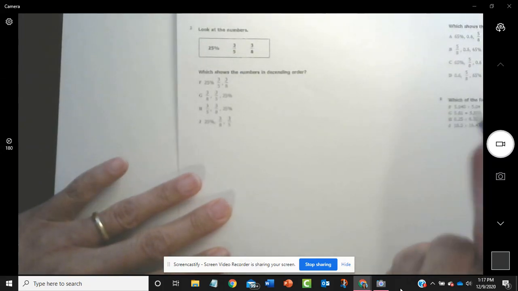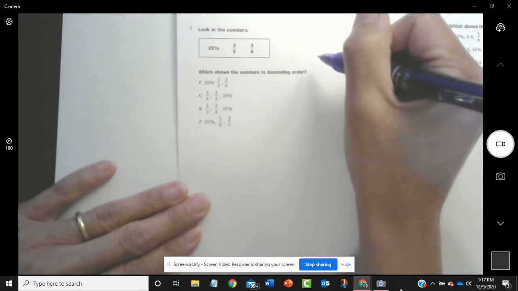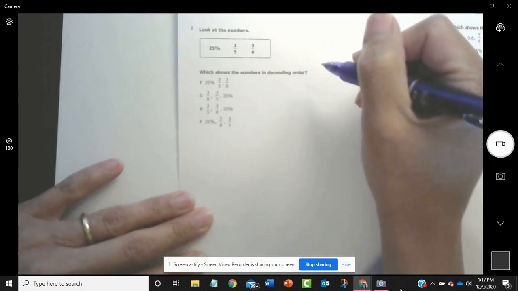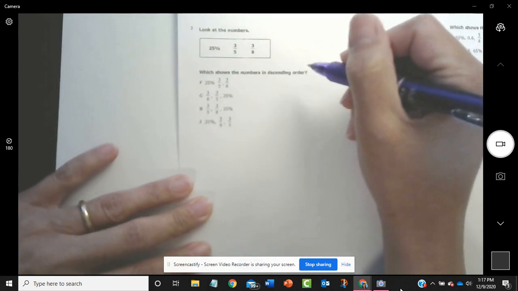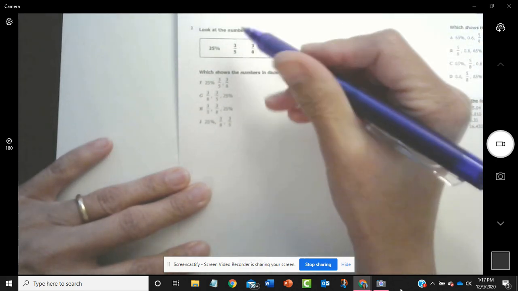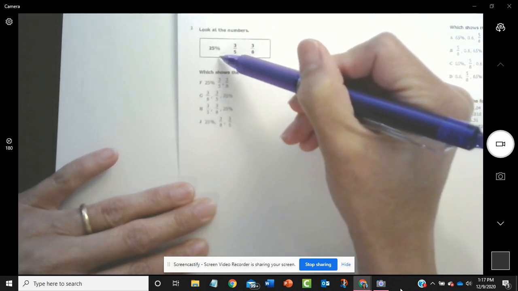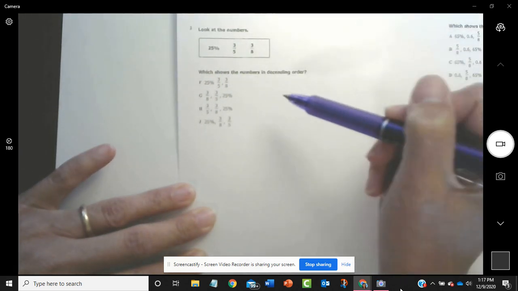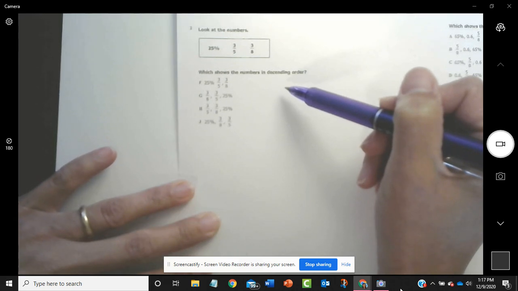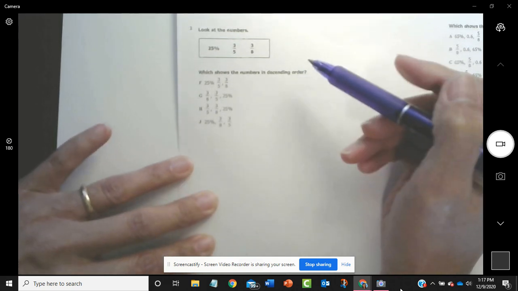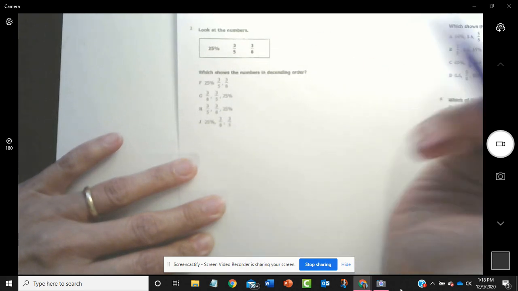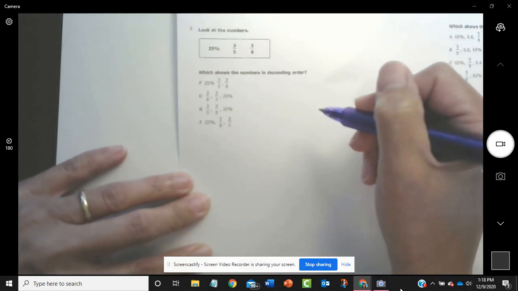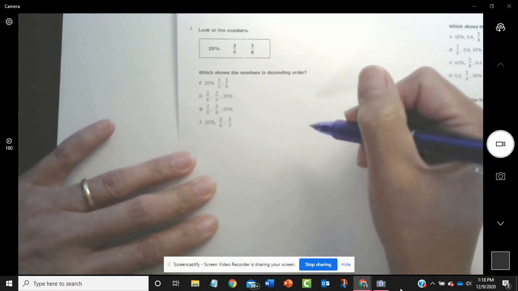Now that we know how to convert fractions, decimals, and percents to different formats, we can compare these values with each other. Let's look at an example. If they have a problem like 25%, 3/5, and 3/8, and they want to know what shows the numbers in descending order, we need to take each of these values and turn them into the same format. So, what we like to do is change all of them into a decimal format.